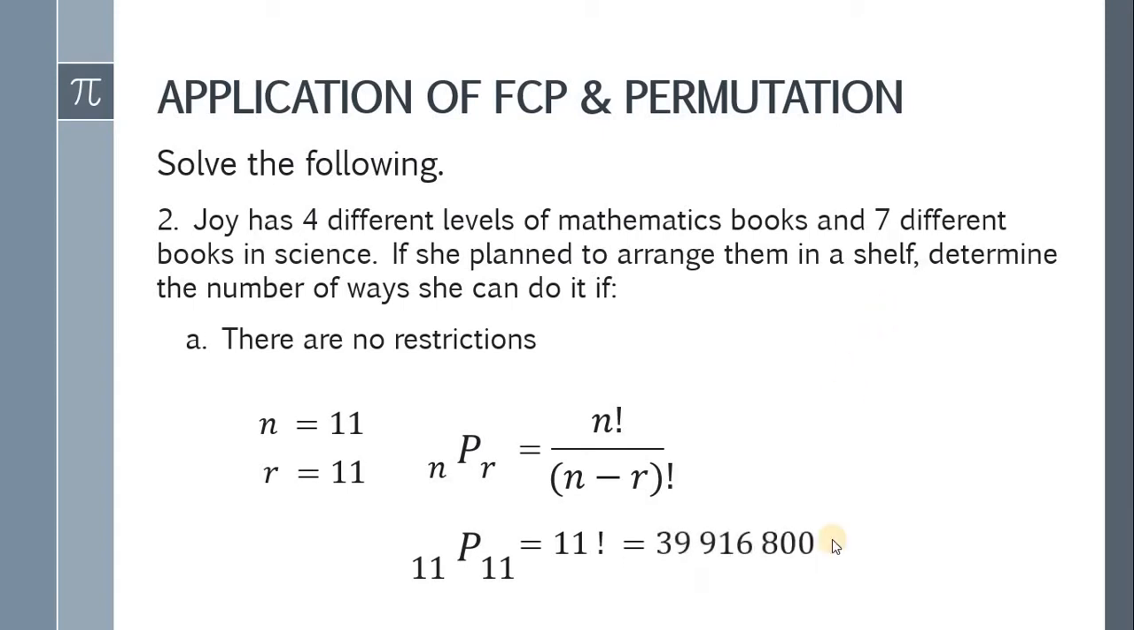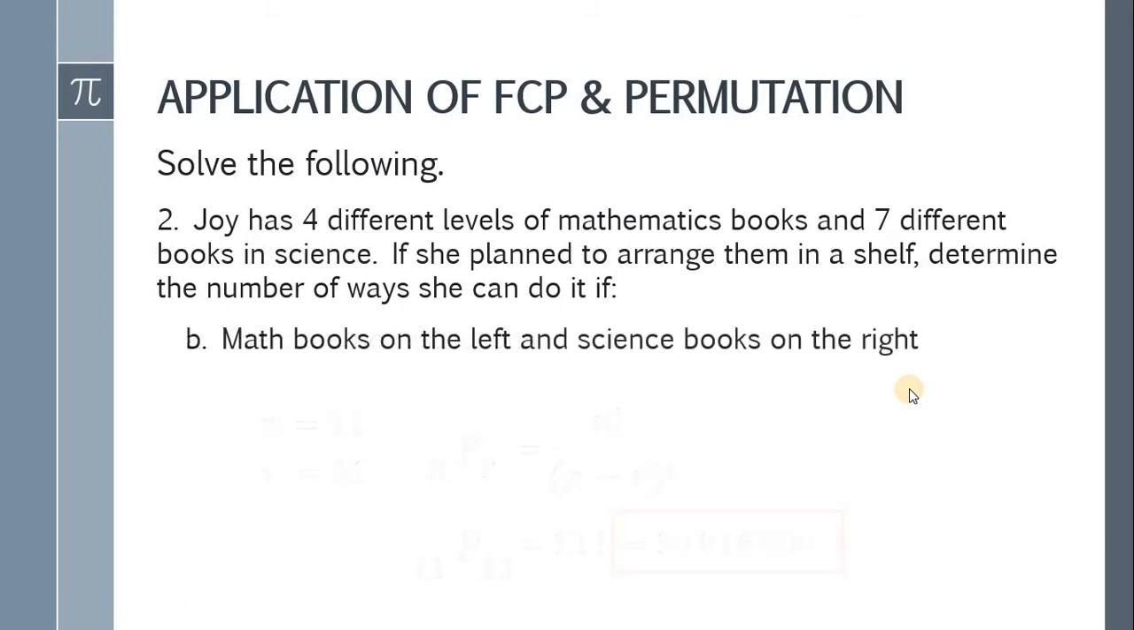Now simplify, we get 39,916,800 different arrangements, and we're done. Now let's move on to letter B. Letter B, math books on the left and science books on the right side.